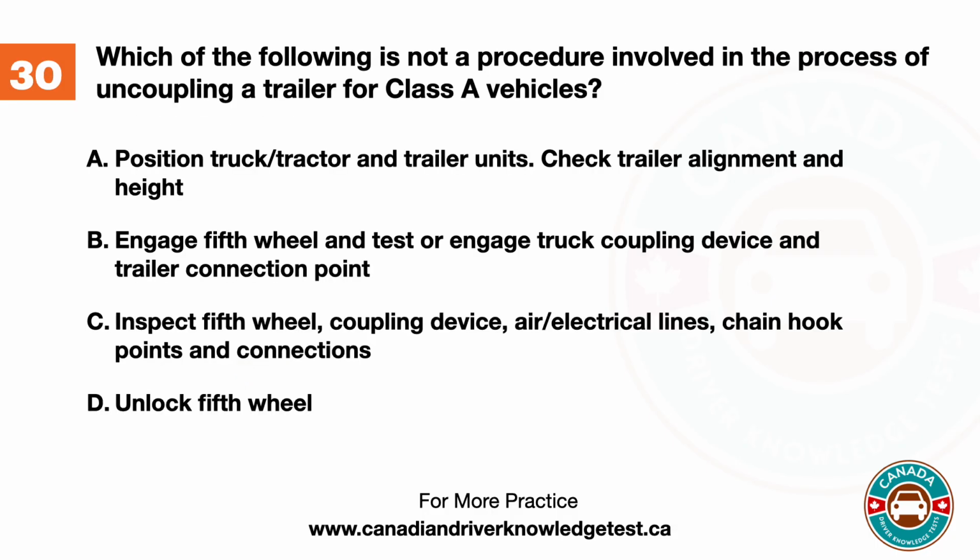Question 30. Which of the following is not a procedure involved in the process of uncoupling a trailer for Class A vehicles? A. Position truck/tractor and trailer units. Check trailer alignment and height. B. Engage fifth wheel and test or engage truck coupling device and trailer connection point. C. Inspect fifth wheel, coupling device, air/electrical lines, chain hook points and connections. D. Unlock fifth wheel. The answer is D. Unlock fifth wheel.